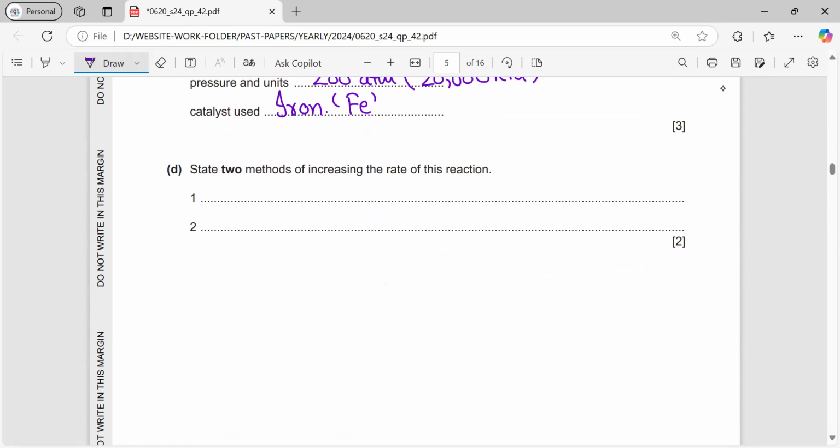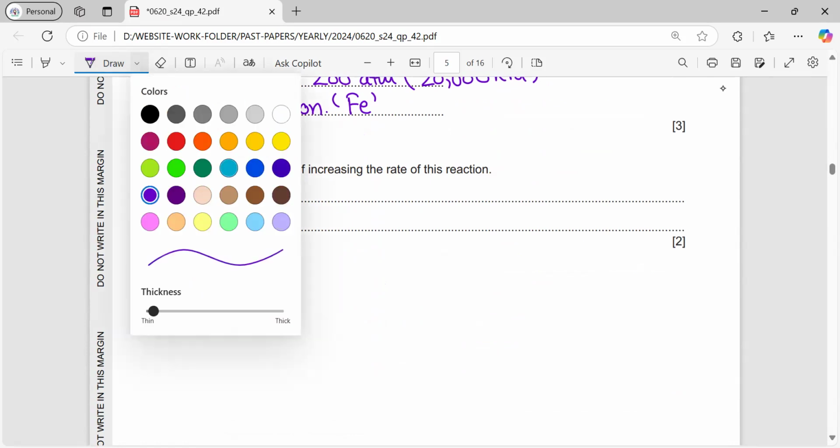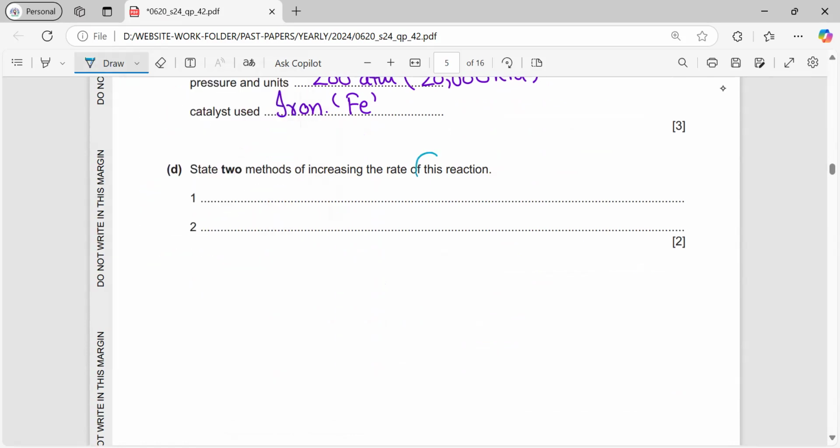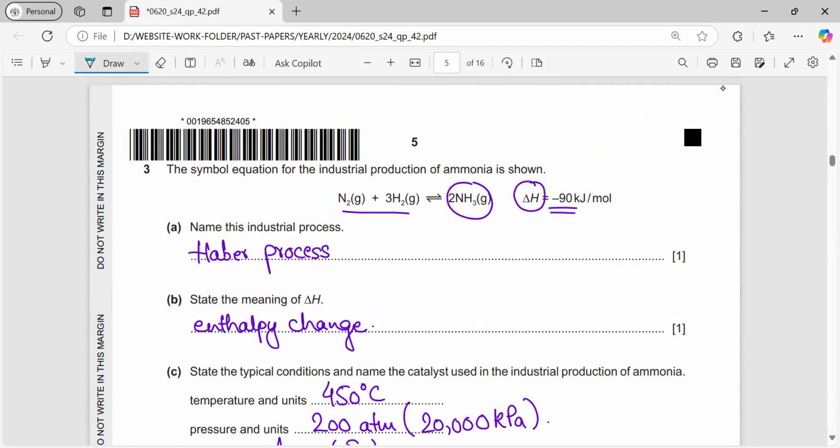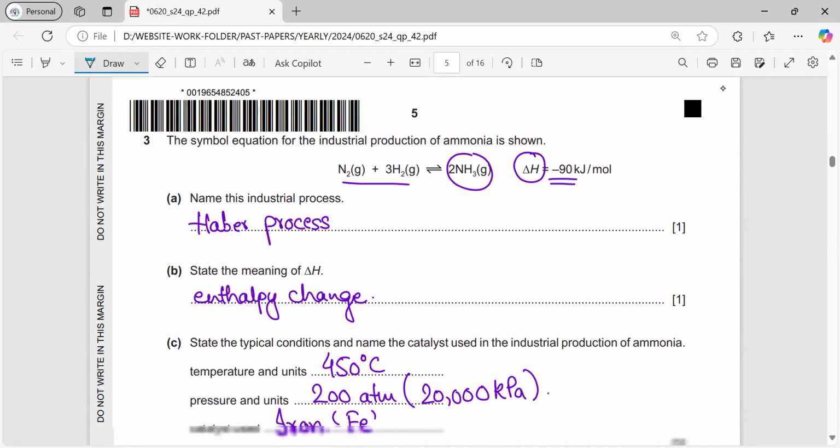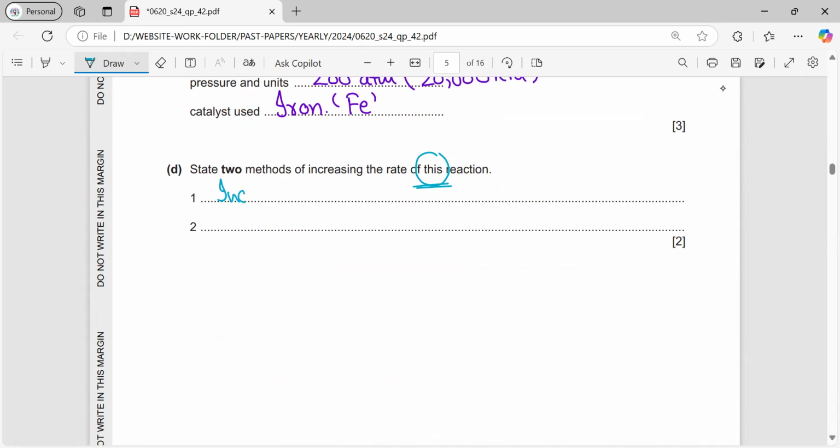State 2 methods of increasing the rate of this reaction. Now, to increase the rate of this reaction, which is the production of ammonia, as you can see, they are all gases. And for gases, by increasing the pressure, we can increase the rate, because pressure only affects gases. And also by increasing the temperature, we can speed up the reaction.